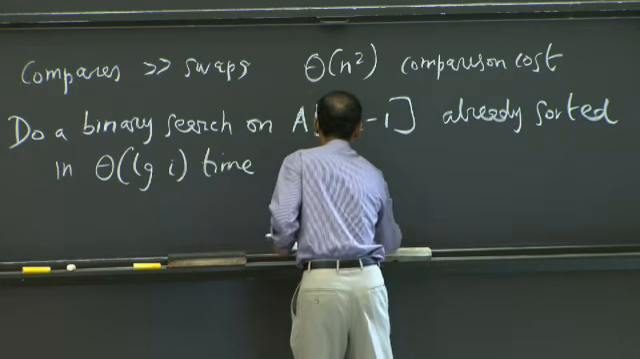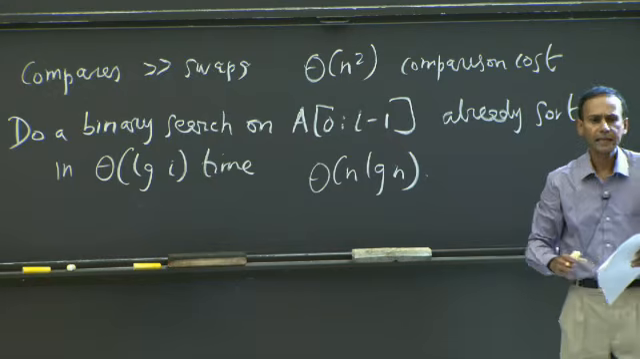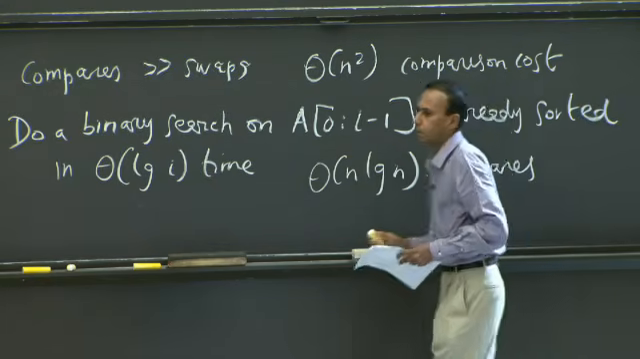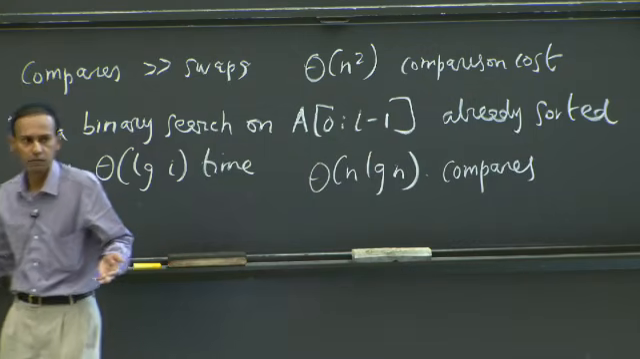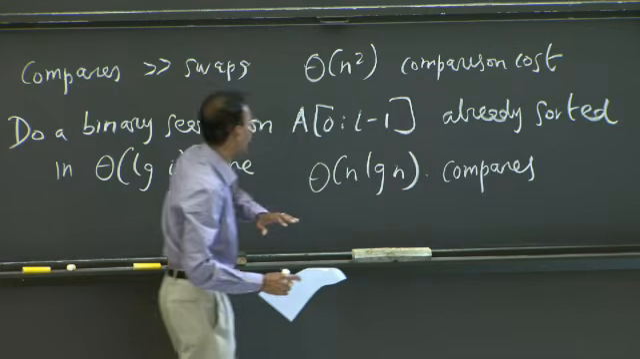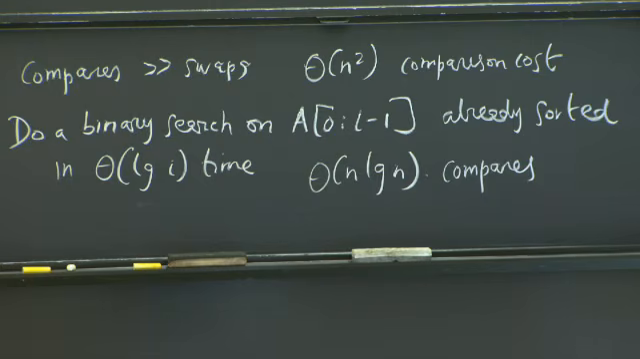But okay, now why can't I say theta n log n in terms of everything? Does this help the swaps for an array data structure? No, because binary search will require insertion into a of 0 through I minus 1, right? So here's the problem. Why don't we have a full-fledged theta n log n algorithm regardless of the cost of compares or swaps? We don't quite have that, right?